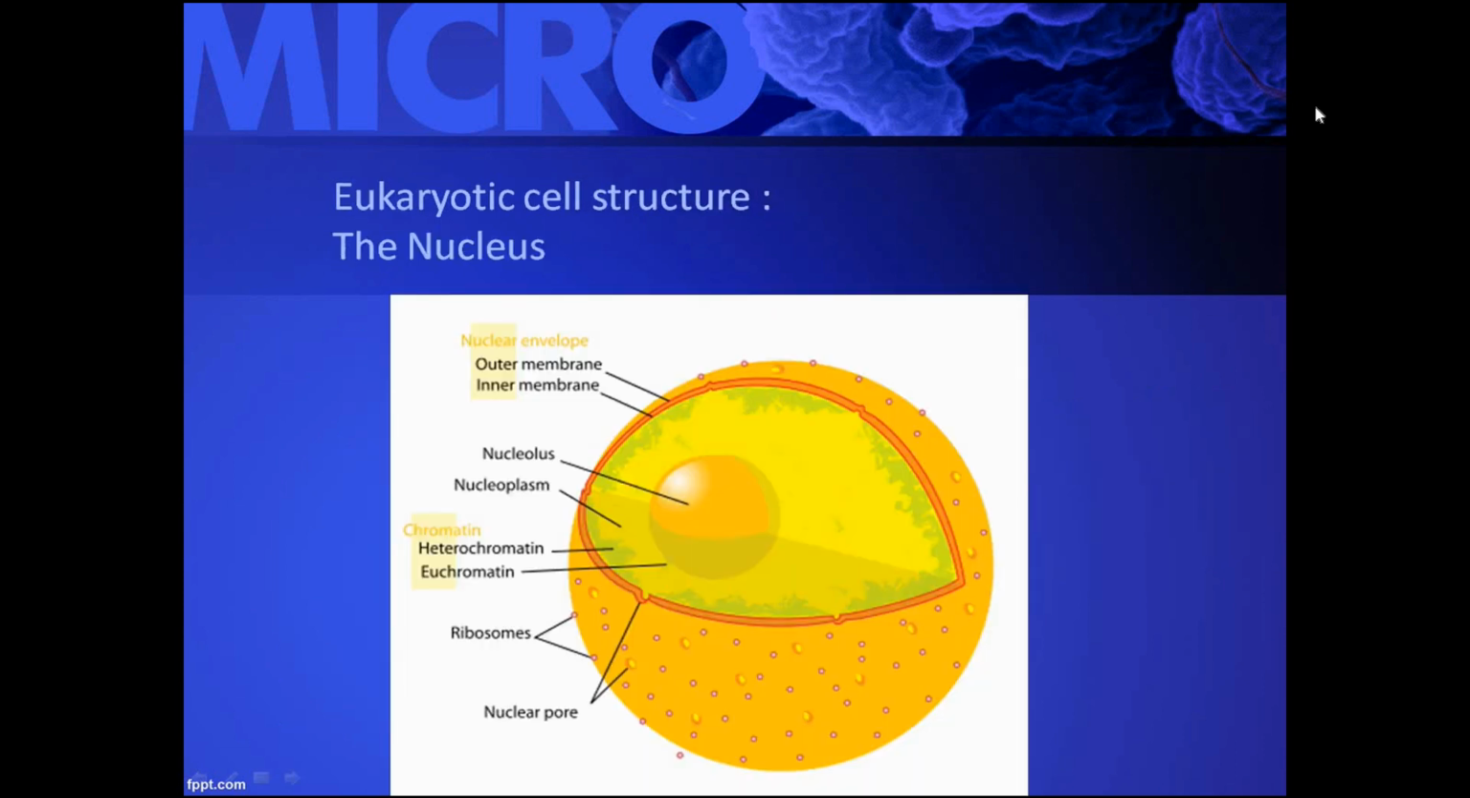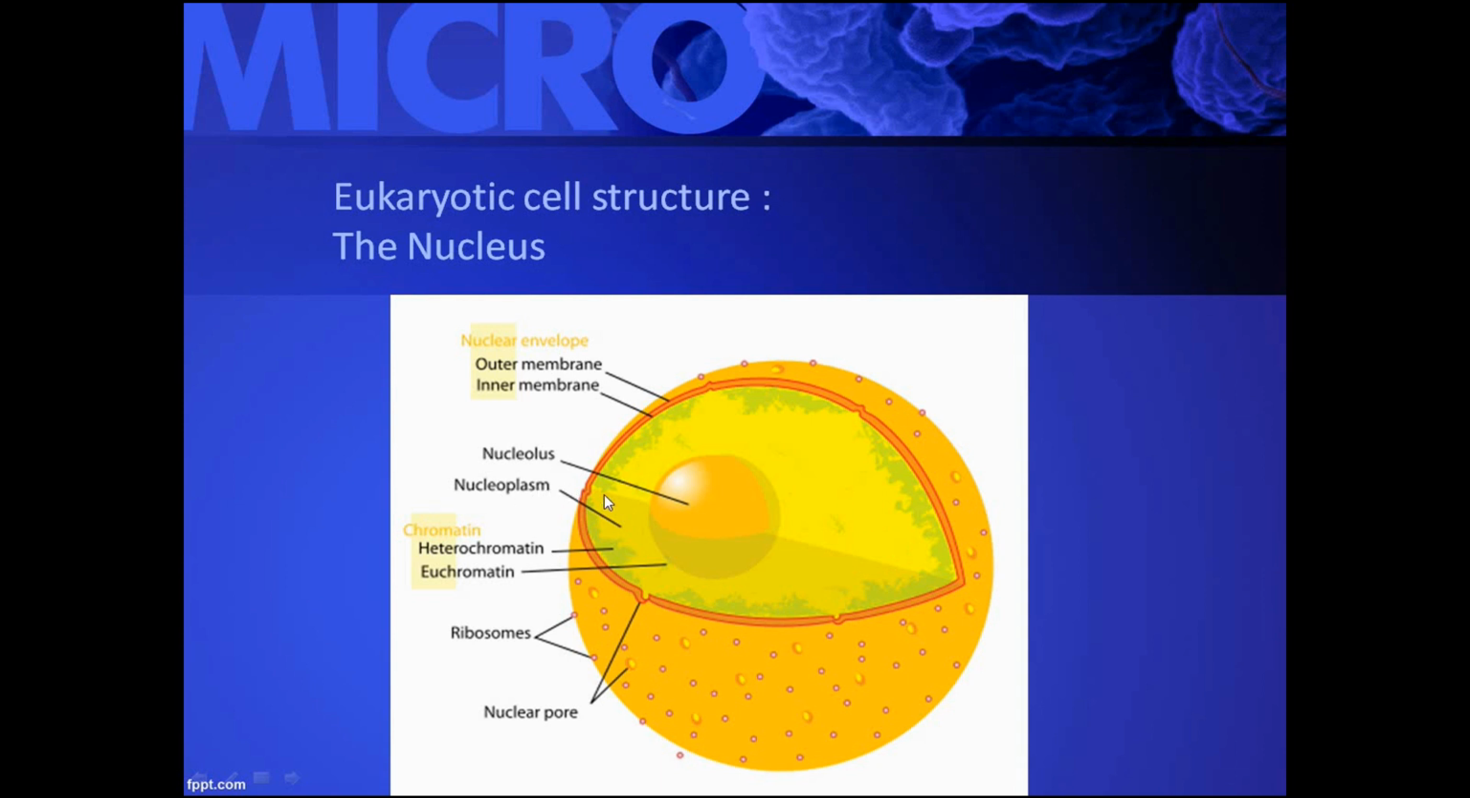Starting with the nucleus, it is considered the command center of the cell. It is made of three components: the nuclear envelope, the nucleoplasm, and the chromatin. The nuclear envelope is made of two layers, two membranes, the outer membrane and the inner membrane. Each membrane is composed of a phospholipid bilayer, just like the plasma membrane. And the envelope has nuclear pores. These pores allow materials to transfer between the nucleoplasm and the cytoplasm.